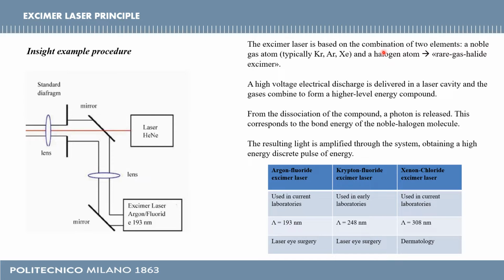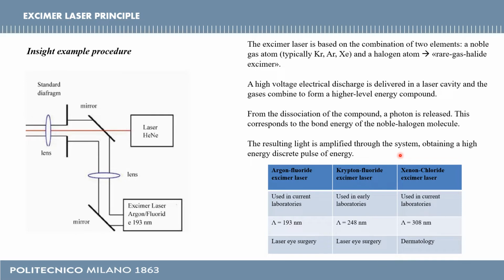When this high energy compound dissociates, a photon is released, and it corresponds to the bond energy of the noble gas halogen molecule. The wavelength of light is then amplified through the system and results in the production of a high energy discrete pulse of laser energy. So the specific wavelength of an excimer laser in general depends on the composition of the gases that are used in the laser system.